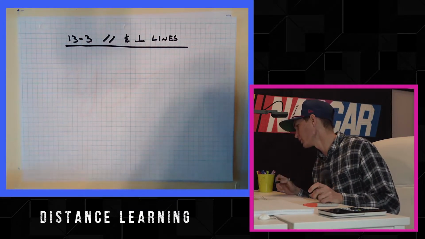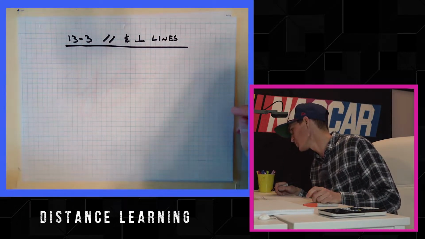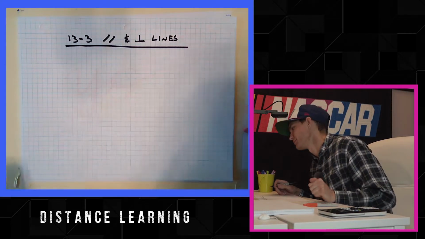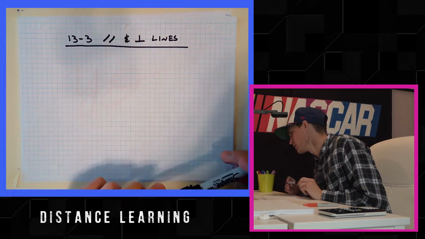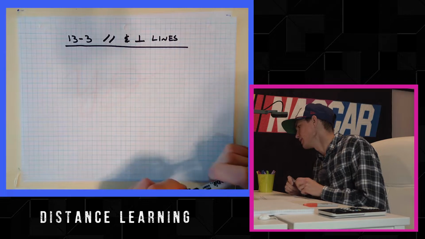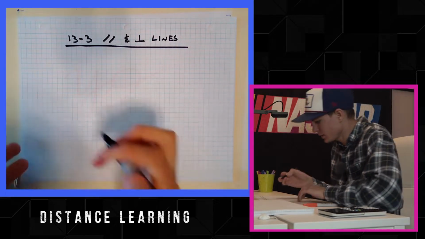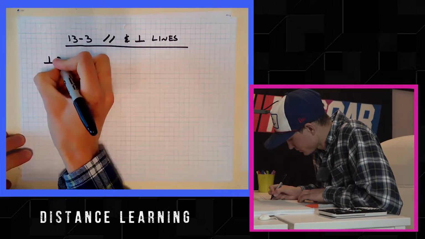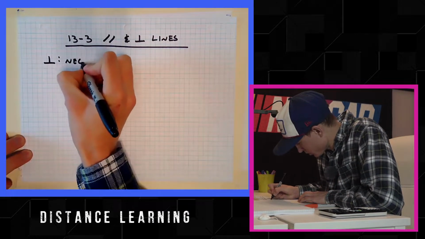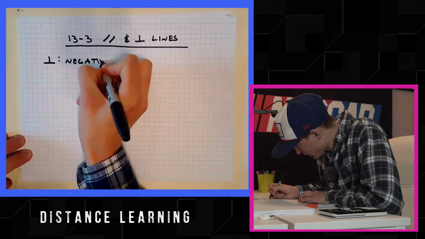It says 2 non-vertical lines are parallel if and only if their slopes are the same. If lines are parallel, their slopes are the same. That's it. Theorem 13.4: 2 non-vertical lines are perpendicular if and only if the product of their slopes is -1. In other words, perpendicular, they are negative reciprocals. Negative.